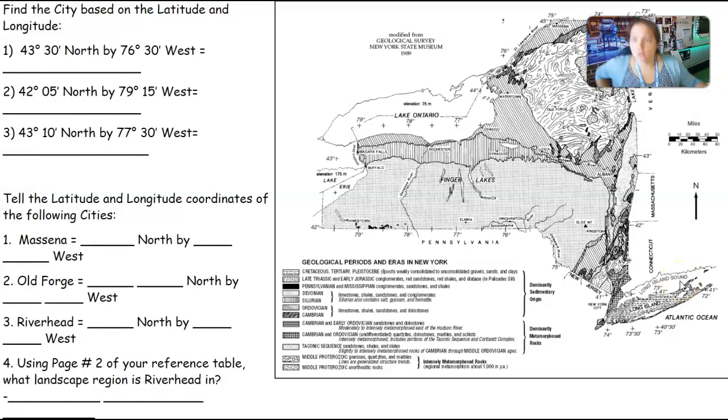All right. So one thing you'll notice is on page 2, you have the map of New York. Also page 3, the map of New York. They can superimpose on top of each other. So if I find Riverhead, which is in the little tail of New York, and I follow it up to the little tail, I can tell what landscape region Riverhead, New York is. The Atlantic coastal plain region. So that's very important to know how to do.